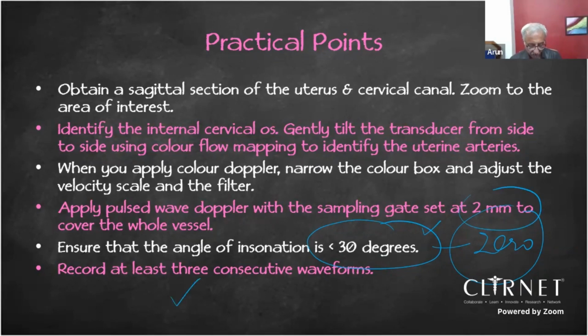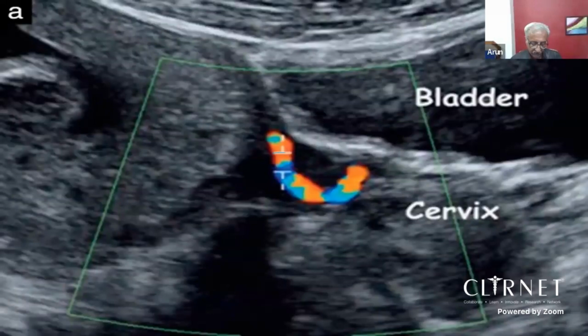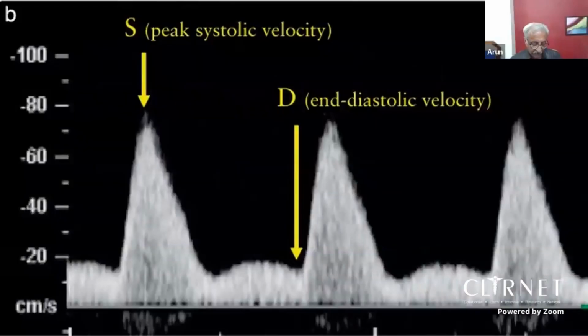Take 3 measurements and then take this thing. So this is the gate. We are measuring. So this is S, systolic peak. This is end-diastolic velocity. This is what we call a notch. All right.